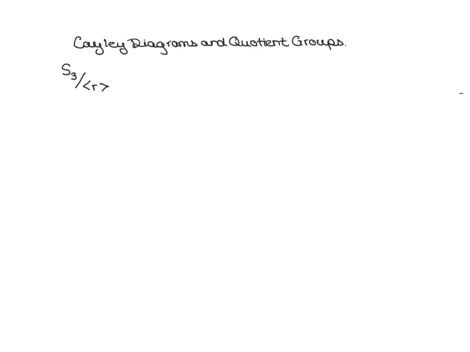Okay, so in this video, I'm going to be talking about Cayley diagrams and quotient groups. First of all, I'm going to do an example where we look at S3 modulo the subgroup generated by R. At first, you might not understand what this R is standing for until you remember that S3 is isomorphic to D3, the dihedral group on the triangle. So once you think about it like that, R is going to be standing in for one of those rotations. We normally write the dihedral group with a diagram that looks like this.